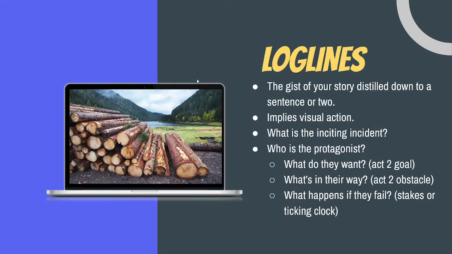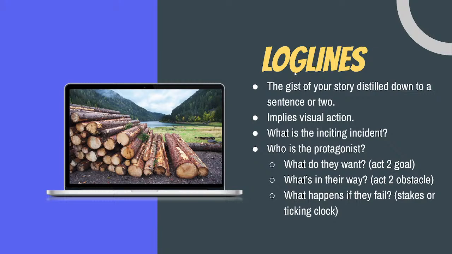Okay, so let's get into loglines. Loglines are the gist of your story distilled down to a sentence, or in this case, 2, because we have a series logline and a pilot logline. The series logline tells us the overall arc of what the entire show is supposed to be. The pilot logline tells us what's happening in that very first episode.